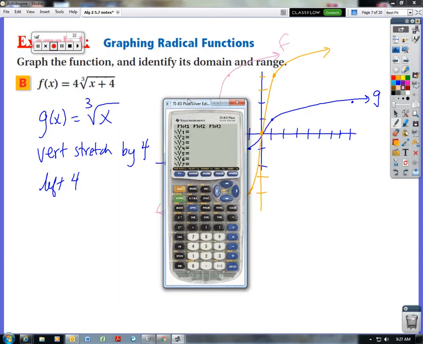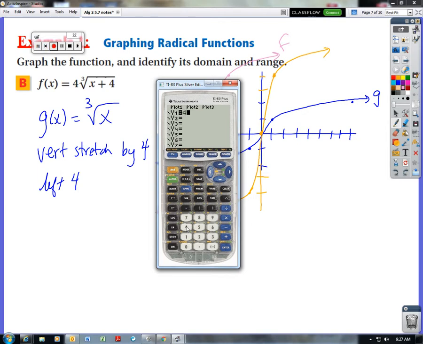Y equals, we're going to just type in the one we're trying to graph. Instead of the cube root, I like to raise all that to the 1/3. So I'm going to do parenthesis, x plus 4, close my parenthesis, raise it to the power, and I need my 1/3 in parenthesis as well. If you don't put the 1/3 in parenthesis, you're going to have problems.